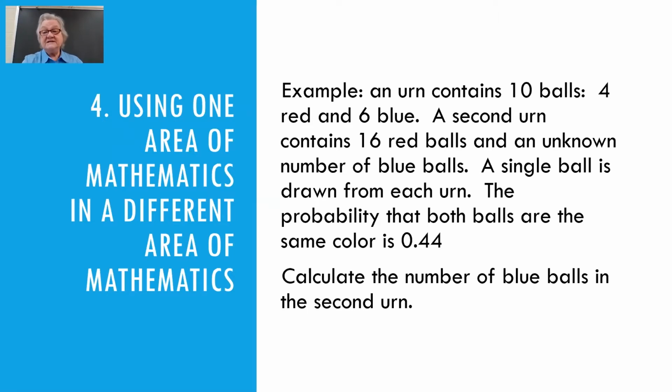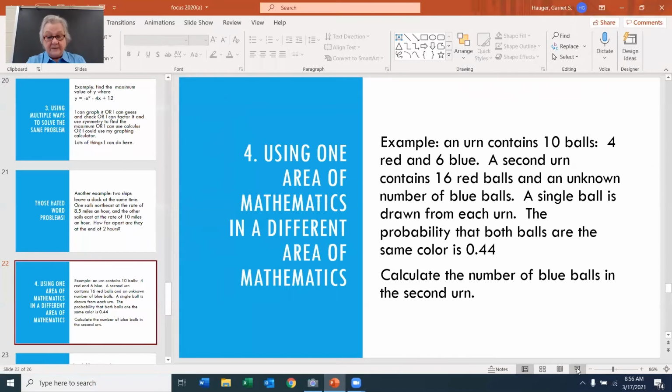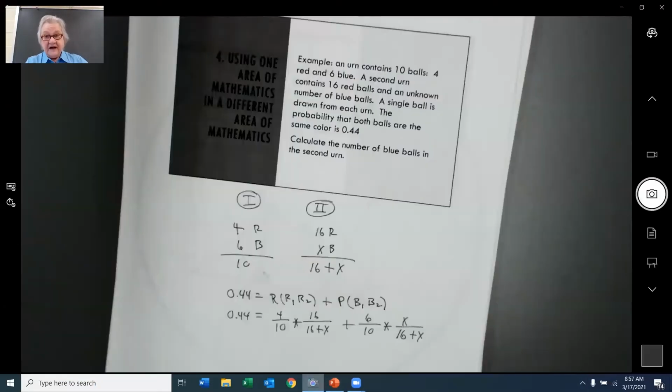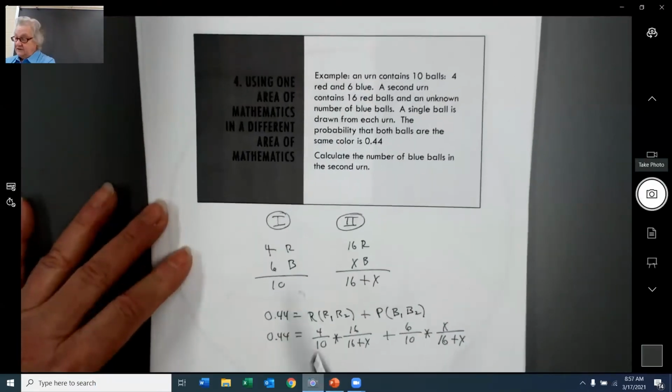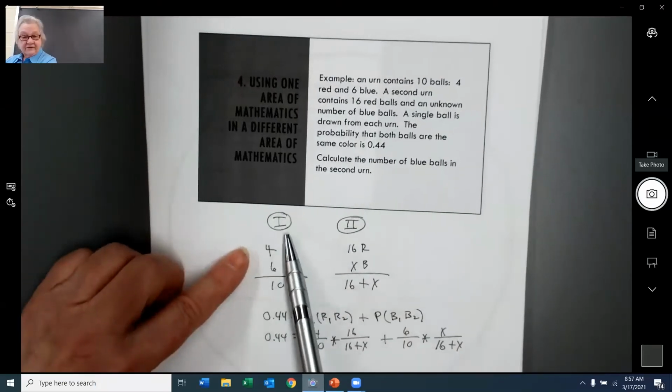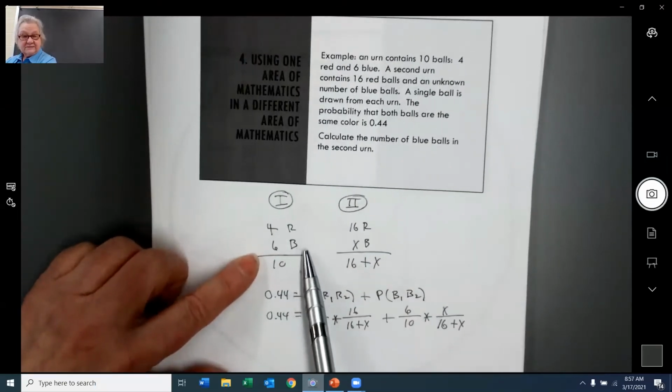An urn contains 10 balls, four are red, 6 are blue. A second urn contains 16 balls and an unknown number of blue balls. A single ball is drawn from each urn. The probability that both balls are the same color is 0.44. Calculate the number of blue balls in the second urn. Okay, there's a lot of words there that can scare people, but let's see if I can make some sense of it. Okay, here's the problem here. So in my first urn, I have 4 red balls, 6 blue balls.